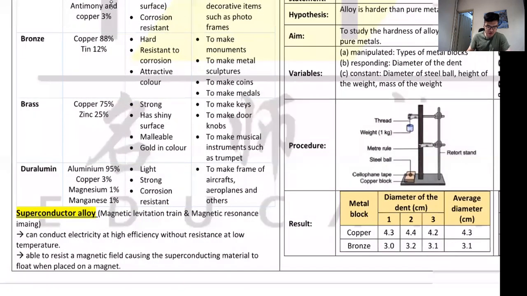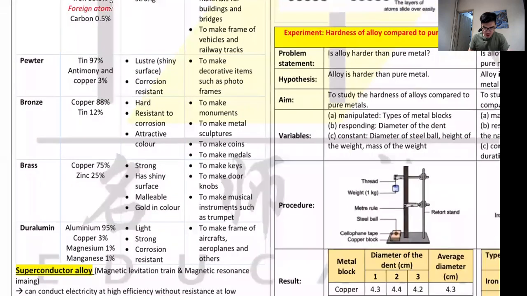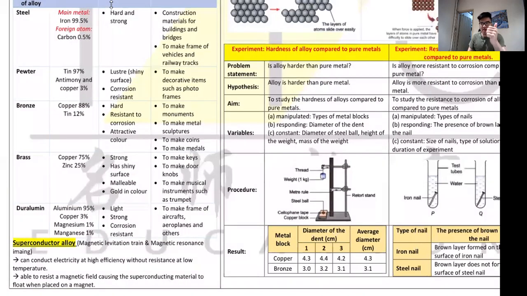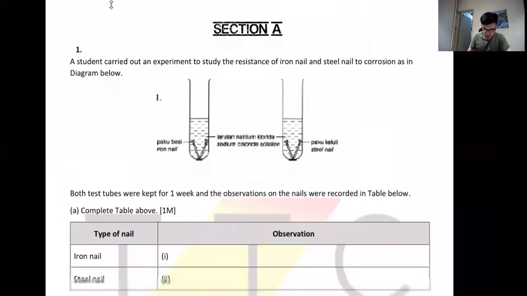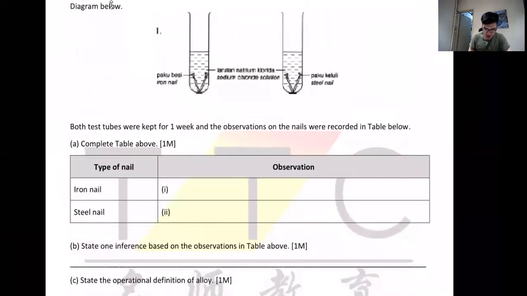Okay, so that's your alloy. You need to know alloys are harder, and they are more resistant to corrosion. Since they are more resistant to corrosion, it makes them more attractive. It makes them appear more beautiful. That's why you use something called stainless steel. Stainless steel is very shiny. Okay, so we shall go into this next week. So you have your iron nail and your steel nail. Of course, iron will rust first. Steel will rust slower. I'll go to this next week.